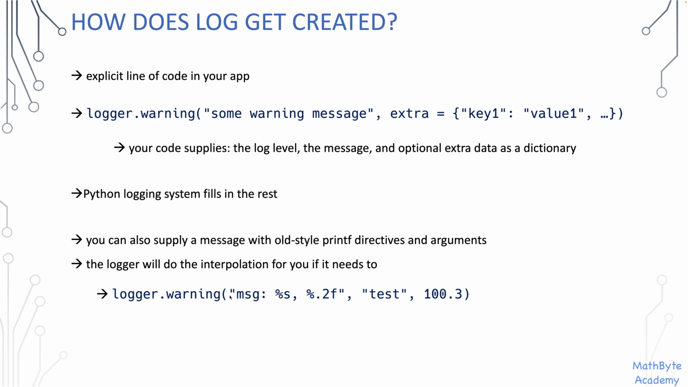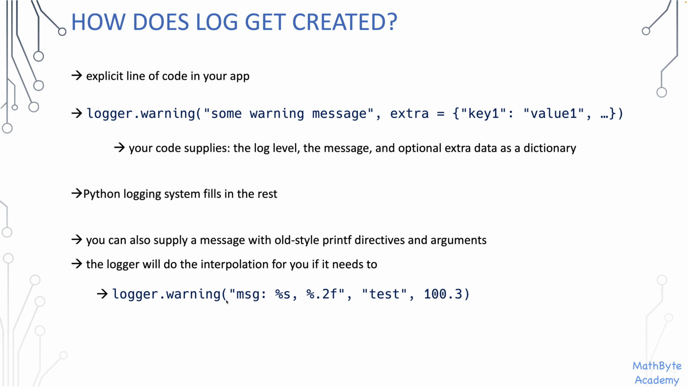Now, nothing stops you from just interpolating it right here and using f-strings, for example. The logger is pretty old style, though. It doesn't support interpolation using curly braces. You have to use this percentage style. And of course, if you want to, you can still pass extra in here.